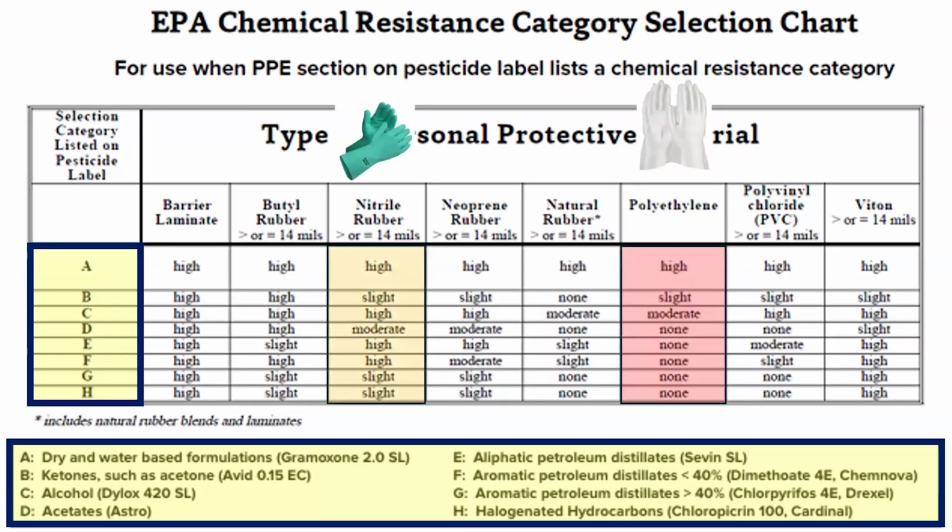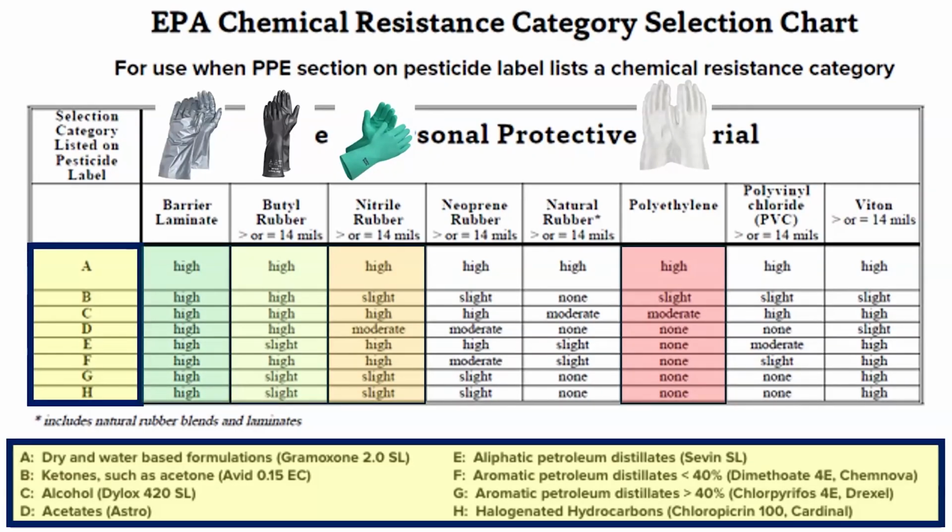When we look at nitrile rubber, we get better support across the board, but it's still slight in some of the more dangerous G and H chemicals, which are aromatic petroleum distillates with a higher concentration of 40%. That's very high. Halogenated hydrocarbons, which are also very, very dangerous. Butyl rubber, another step up. You see we get into high, but still slight down at the bottom there. This barrier laminate is as good as it gets. It's high all the way down the line.